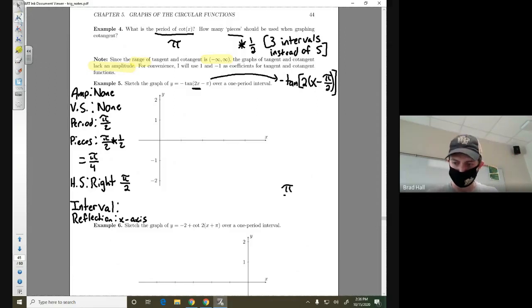So pi over 2, I'm going to do this off to the side. We have to go to the left and to the right of that center point, and the center point is always characterized by the horizontal shift. So what is the increment? How much do we go? We subtract pi over 4 to go this way and add pi over 4 to go this way, because that's the size of the pieces. The horizontal shift tells us where to start, and the pieces tell us how much to move.